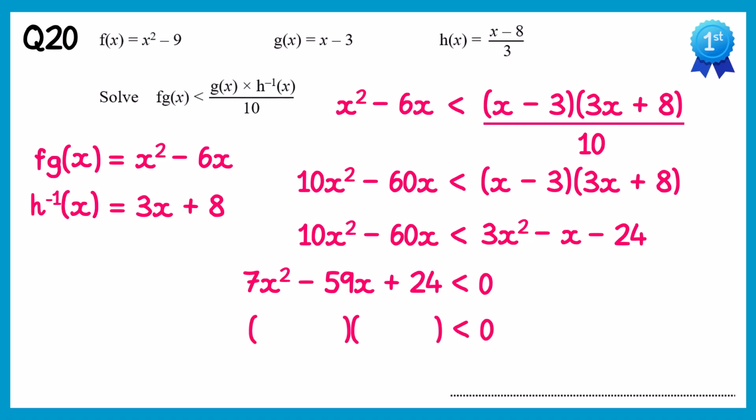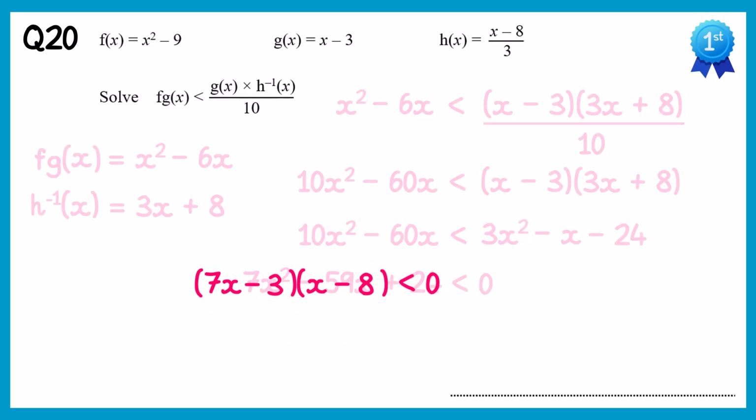This one does actually factorize. To get 7x squared, we only have one option, which is 7x and 1x. To get a positive 24, we must multiply two positive numbers or two negative numbers. Since the 59 is negative, we actually know it must be two negative numbers. You then just need to think of your factors of 24, and with a bit of inspection, you should be able to arrive at 7x minus 3, x minus 8.